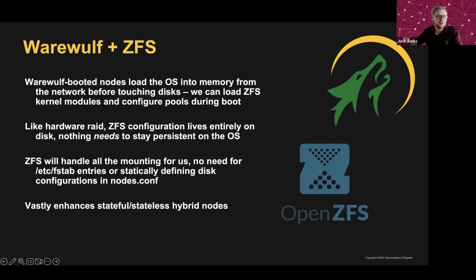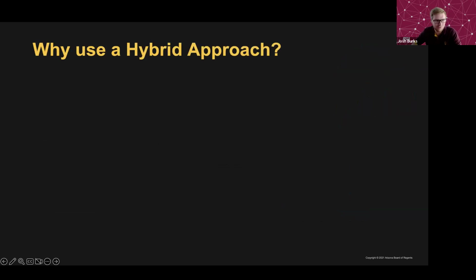Because of all these features, we can vastly enhance our ability to do stateful, stateless hybrid nodes when using ZFS. And what I mean by a hybrid system here is where the operating system itself is stateless. It's deleted every reboot, but there are parts of the operating system or parts of your data structures that are persistent. They're stateful. So while the entire kernel is wiped every boot, there's certain data that stays persistent. So why do we want to use a hybrid approach? Why would we want some data to stay persistent?